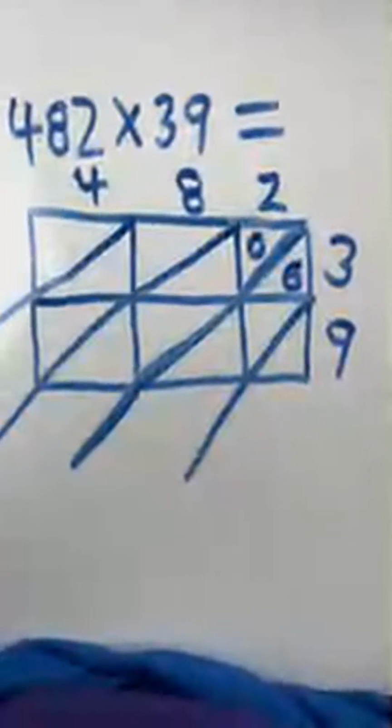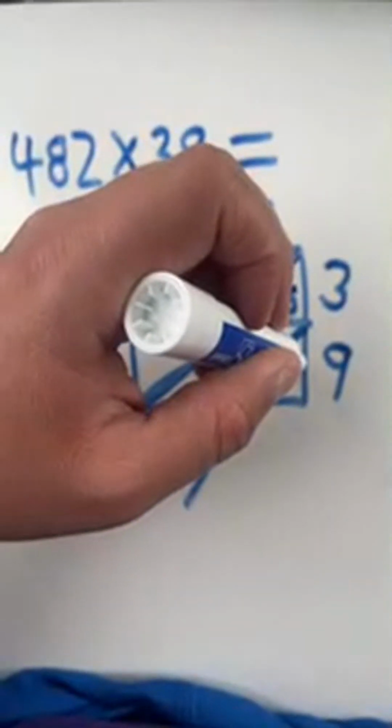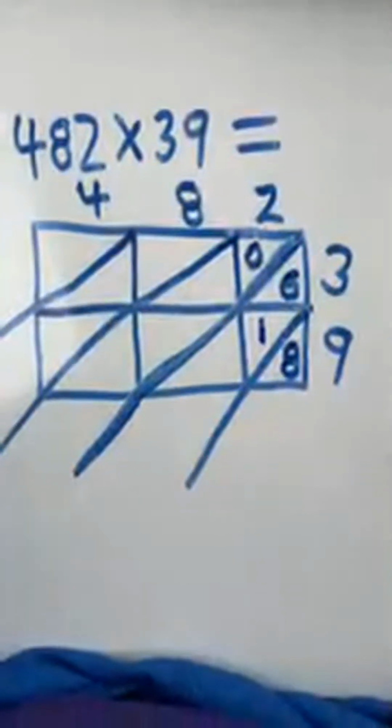3 times 2 equals 6. Next, we're going to multiply 2 times 9. The answer to 2 times 9 is going to go in this square. 2 times 9 equals 18, so we're going to put a 1 in the top triangle and an 8 in the bottom triangle.